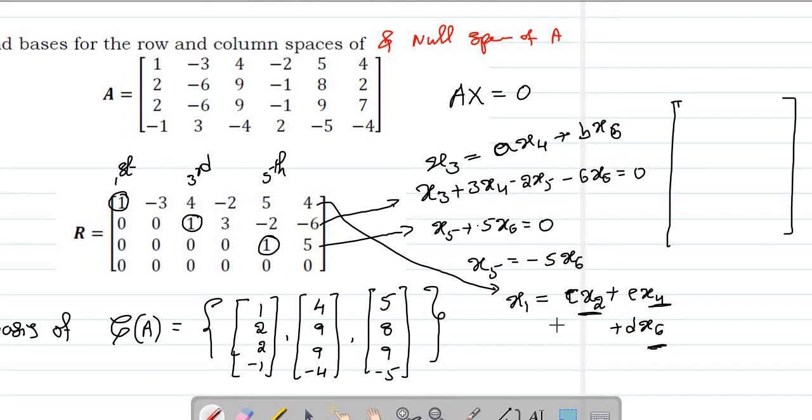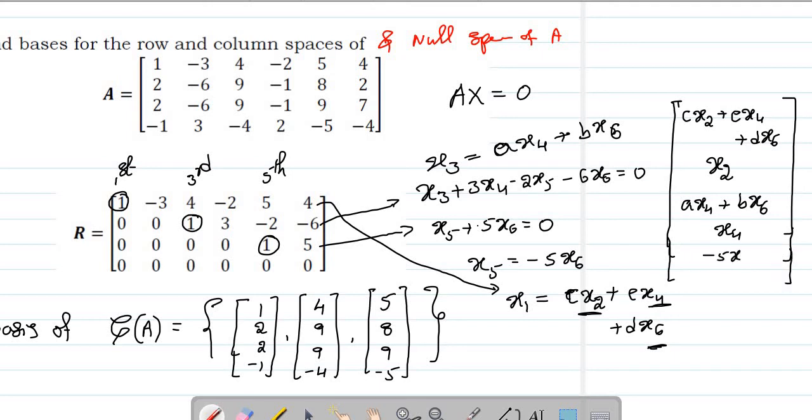That's it. So let me write that space. C into x2 plus E into x4 plus D into x6. This is what you will write in place of x1. Whereas x2 is just x2. And x3 is ax4 plus bx6. And x4 is x4 only. And x5 is minus 5x6. And x6 is x6 only.